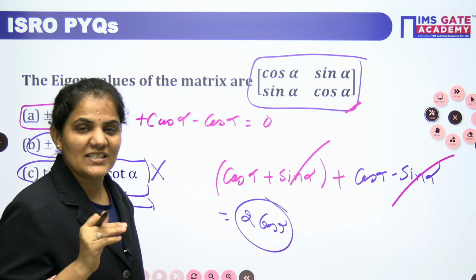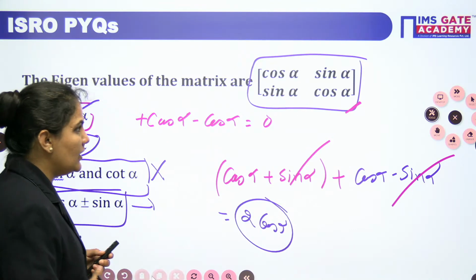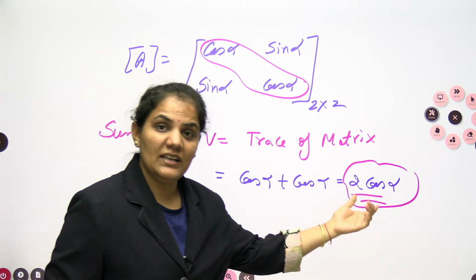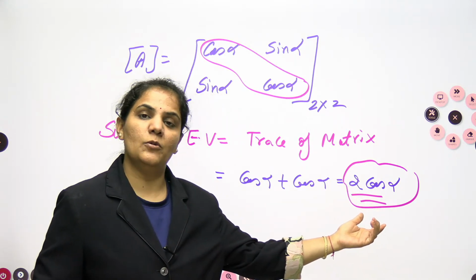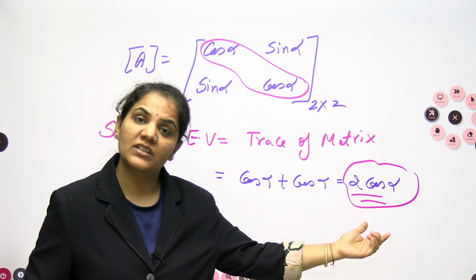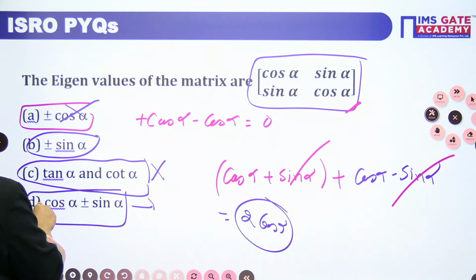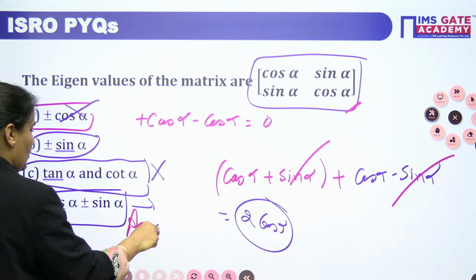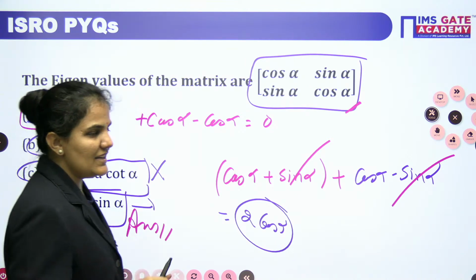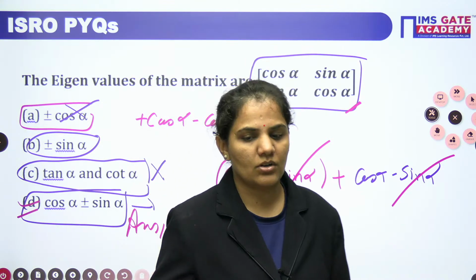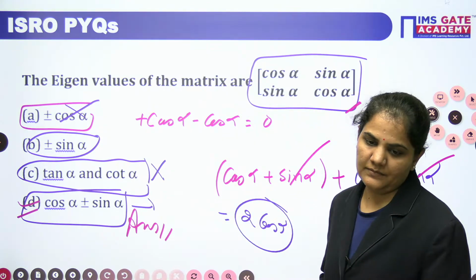Bingo, dear students, this is the required thing which I need. If in the given options any one of the options is giving me the sum as 2 cos alpha, this will be my answer 100%. So my answer is option D for Delhi. Very easily, very simply we can solve the question, literally.